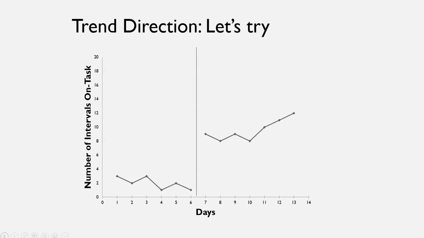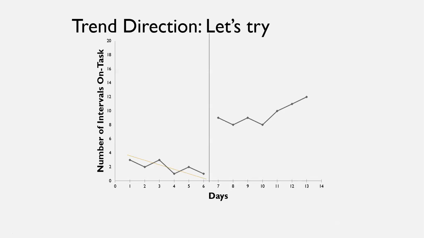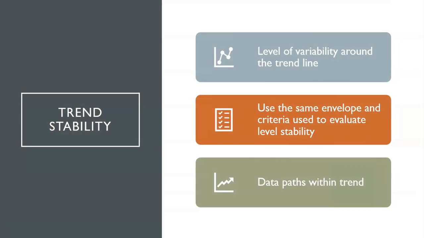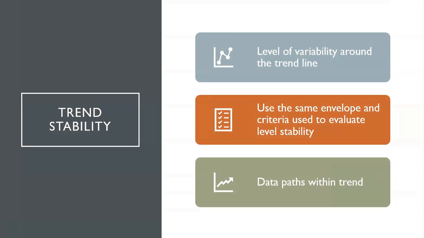Let's look at trend direction. We eyeballed this and we could see, but if you had the trend line on the graph, you would be able to more accurately depict your trend in any given condition. Not only do we want to know about the trend direction, but we also want to be able to speak to the trend stability. So we want to know the variability around that trend line. We use the same envelope that I showed you with the median level. 20% of the median, put that number around the trend line instead of the level line though.